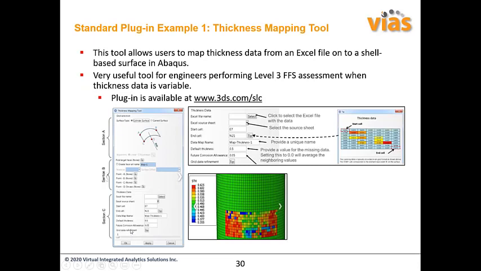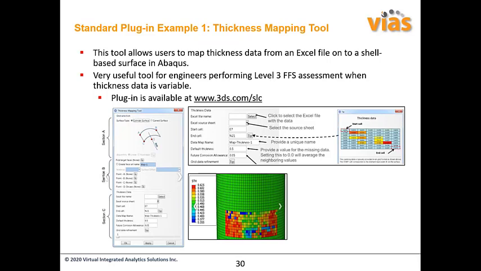So this is the first standard plugin example that I'm showing you. And once again, as I told you, there are hundreds and thousands of plugins which are available based upon the users who have developed them based on their needs. So this is one thickness mapping tool, which is once again available on 3ds.com similar learning community. It's a very useful tool for the engineers who are performing level 3 FFS, fitness for service assessment, for structures such as tanks and drums and pressure vessels, and who are performing the level 3 FEA analysis.